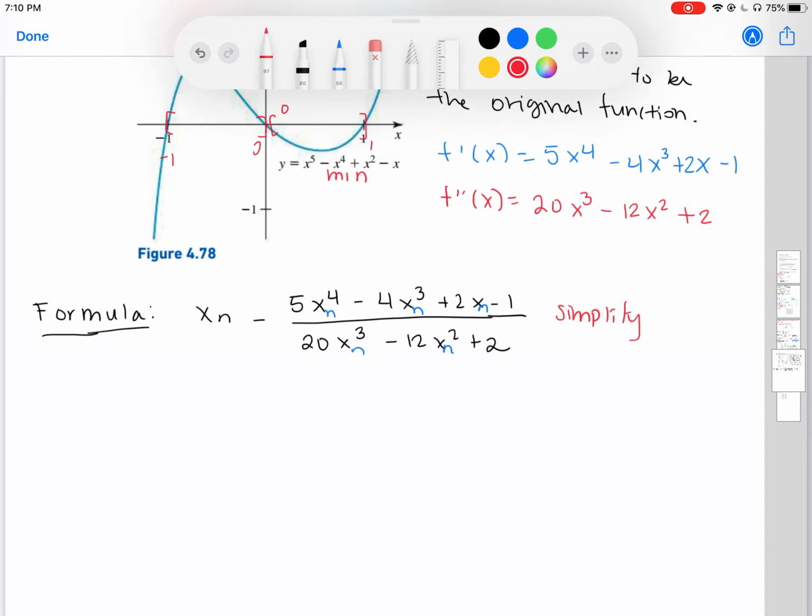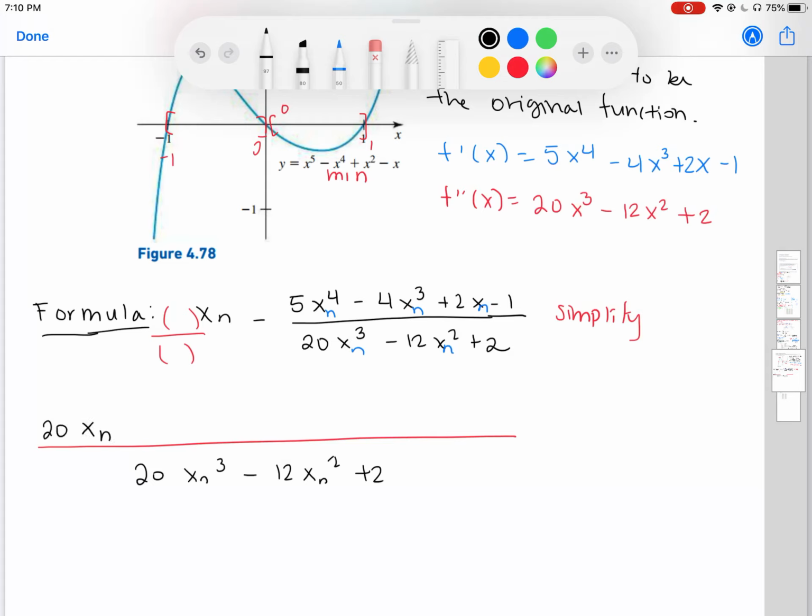Now we multiply this top and bottom by our denominator and get that same denominator. So we have 20x_n cubed minus 12x_n squared plus 2. In the numerator, I have 20x_n, and I'm going to distribute in that x_n. So 20x_n to the fourth power minus 12x_n to the third power plus 2x_n, and distribute in that negative: minus 5x_n to the fourth plus 4x_n cubed minus 2x_n plus 1.